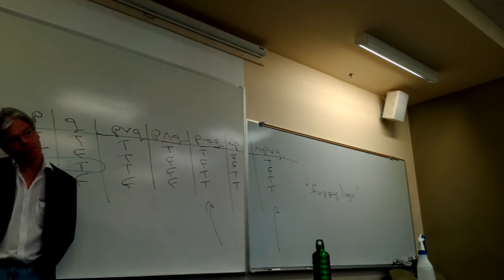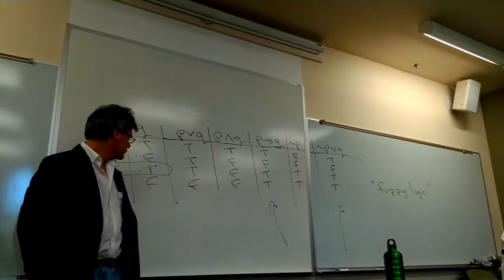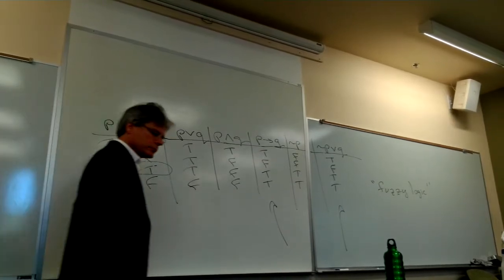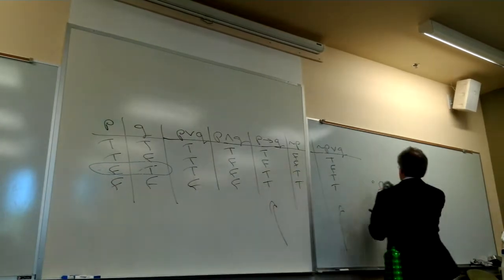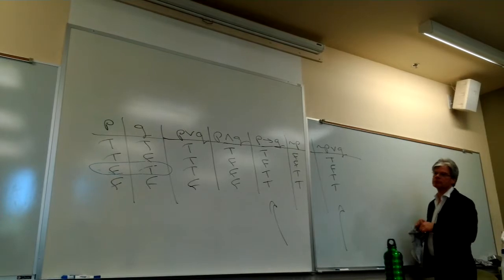And it's a way for you and I to analyze arguments. Can you give me an example of the third row? In P and Q? Where? Third row.